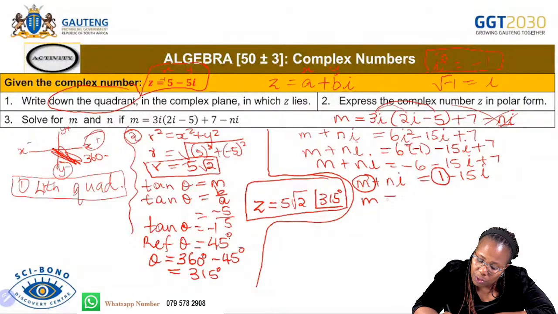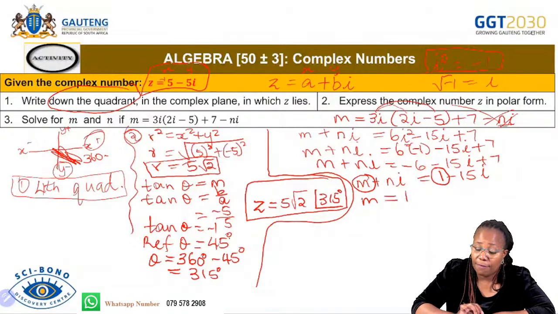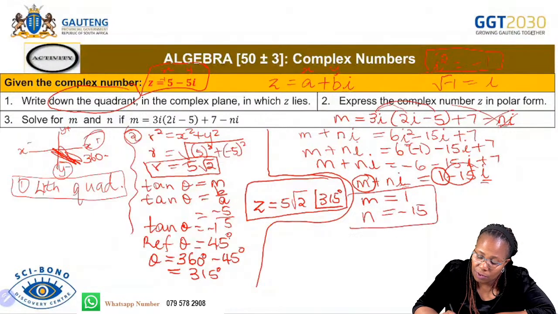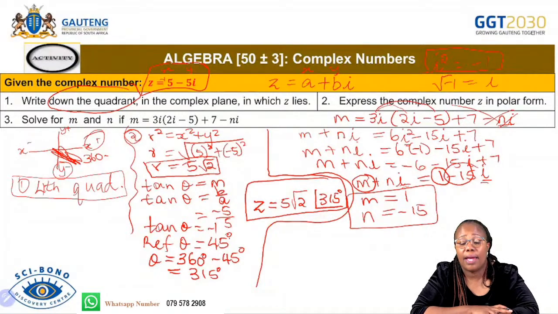So m will be equal to 1, and therefore the n will be equal to this coefficient because they are both talking to i there. So n will be equal to minus 15. Those are the values of m and n simultaneously.